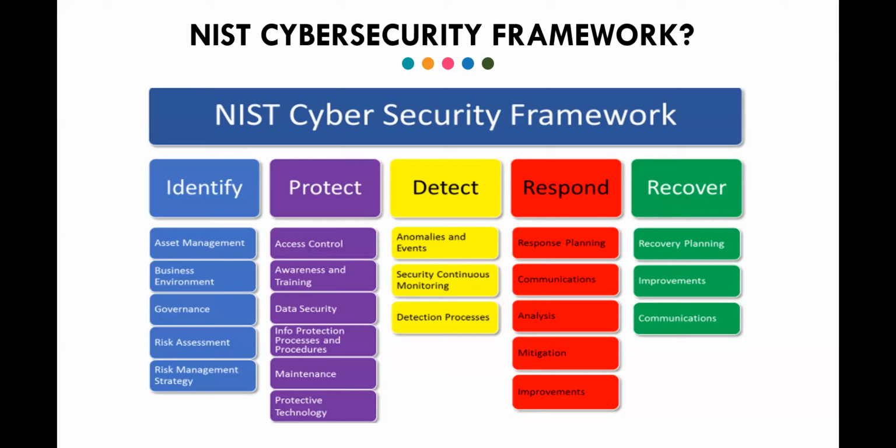And under identify, there is a list of activities that you do. So you do asset management, business environment, governance, risk assessment, risk management, and the list goes on. Under protect, you know, access control, a whole list of it. Under detect, everything that you need to do, right? So these are broad areas. This is to give you an idea of what and where you can start your cybersecurity from within any organization, right? So this is just a little sneak peek into the NIST cybersecurity framework.